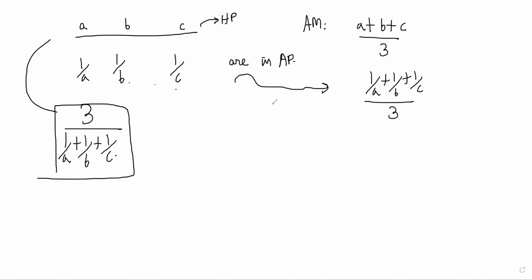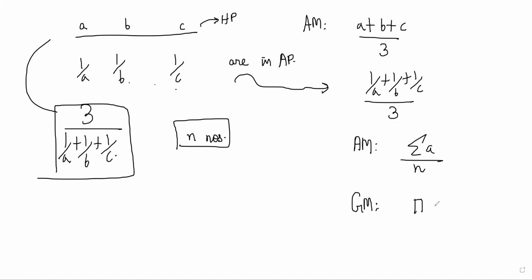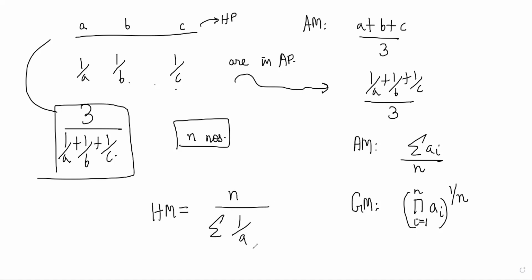So in general, for n numbers in a sequence, if the sequence is an AP, you do the sum of the numbers by n, that is your AM. If the sequence is a GP, GM is basically the product of the numbers whole power 1 by n, right? Correct. And if the sequence is in HP, you say HM is equal to n by summation of 1 by Ai.